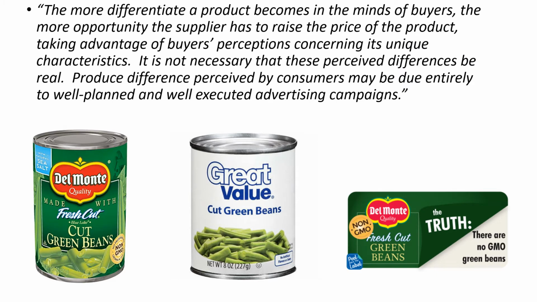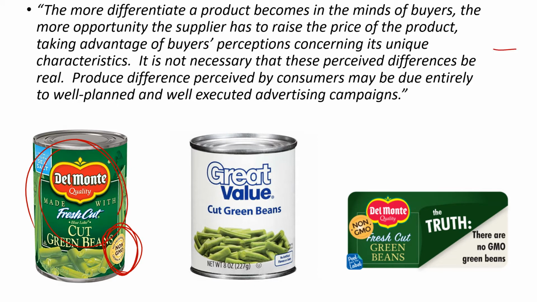So it might not necessarily be true that the products are different, but if there is a perceived difference, consumers might pay more for the product. For example, we have these two cans of green beans here. Very easily could have come from the same exact processing plant, but a different label was put on them, and one even says non-GMO. Well, guess what? There are no green beans that are genetically modified. So every single can of green beans could say non-GMO, but Del Monte decided to advertise that on their can, so maybe they can now charge a little bit more for the consumers.